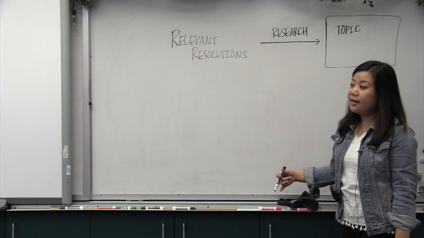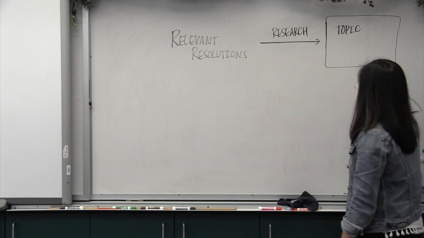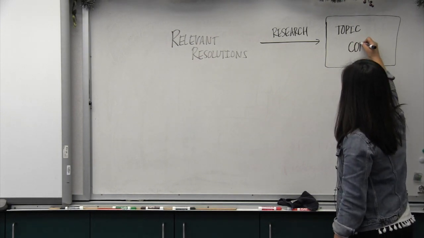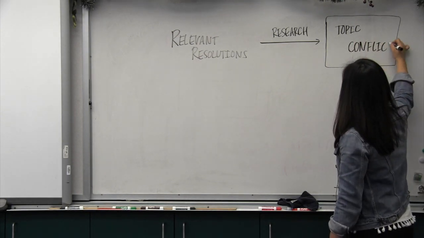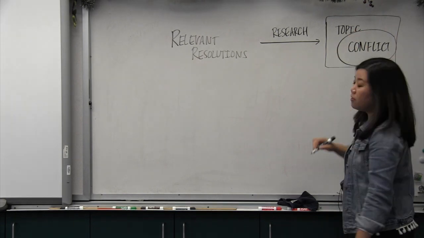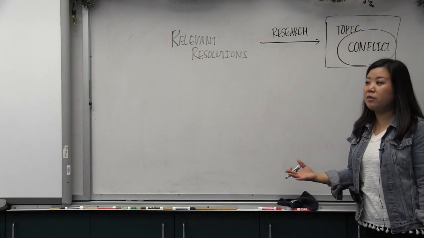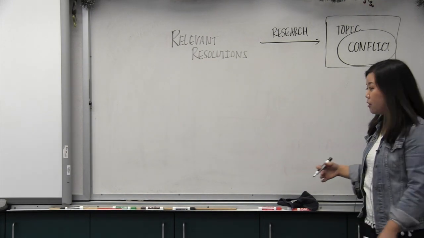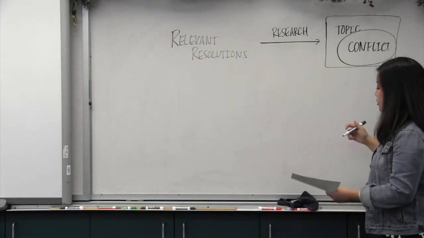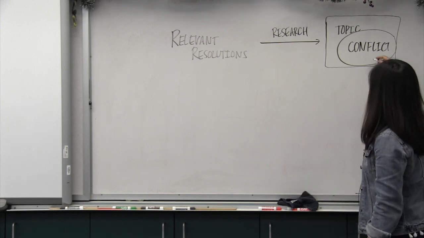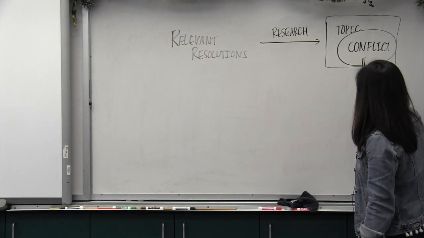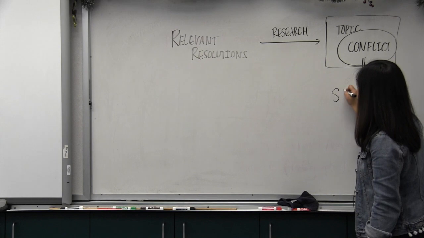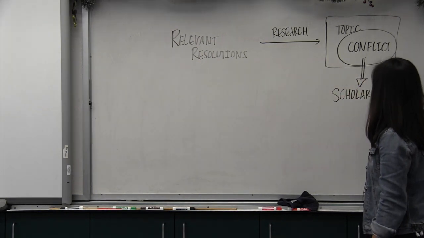Now, within the topic, you're going to come up with a conflict within the topic. You have to know what are the problems within global warming, within the global warming debate, or within policymaking, or what is a conflict within immigration. All right? So as you come up with your conflict, you're going to start with your scholarly research. So this is the very first step of the process.